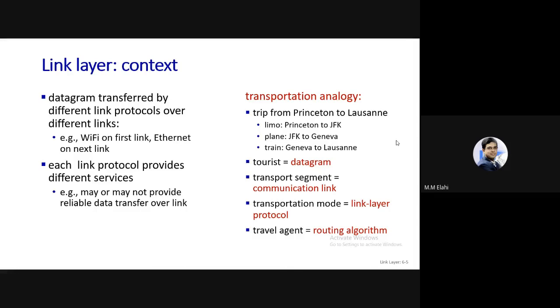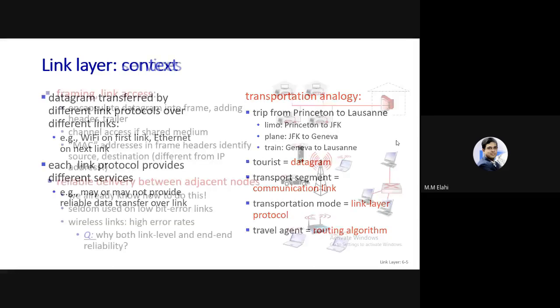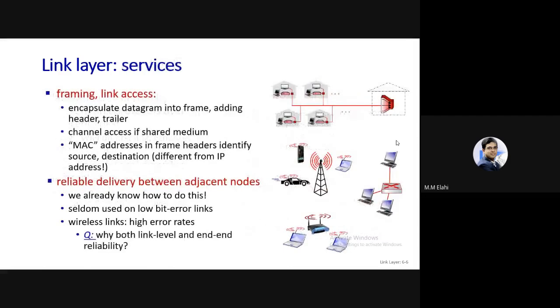Okay, so the data link layer is actually implemented by different data link protocols. For example, Wi-Fi on the first link, wired LAN or Ethernet on the next link, maybe PPP, that is wide area network, on the third link. It can be a wide area network in the middle, and each data link layer provides different types of services. Okay, now what are the possible services a data link layer actually provides?